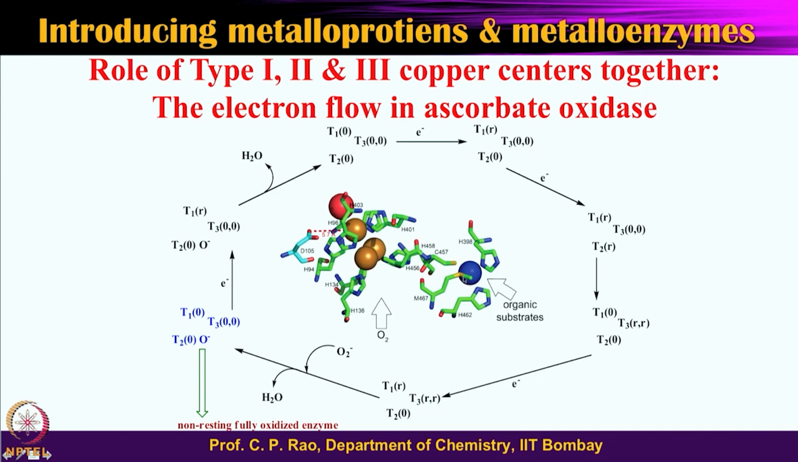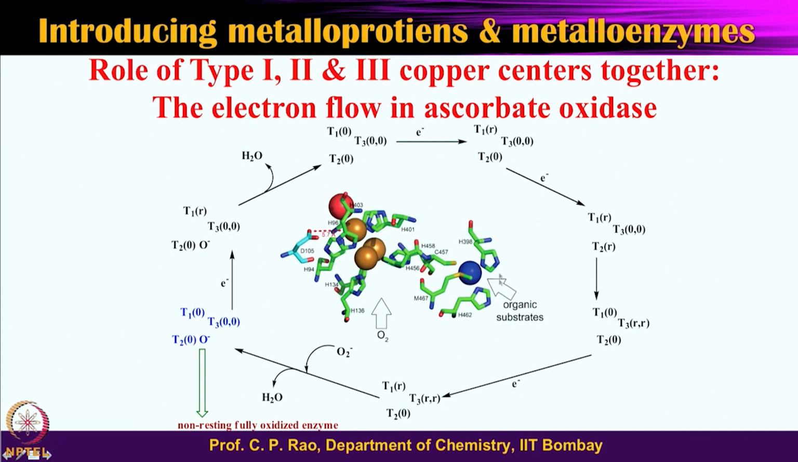What did we study for the type 1? Type 1 is a blue copper protein which is involved in electron transfer. So, therefore, it is basically an electron transfer kind of reaction. This will do a part of the electron transfer, this will try to activate the oxygen, and in between you will have a substrate, and the substrate will get oxidized, and that is how the whole reaction will go.